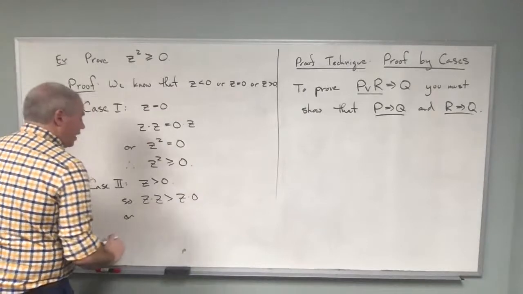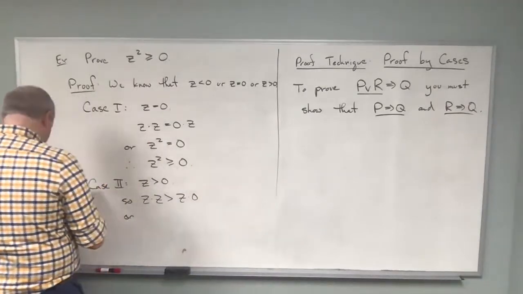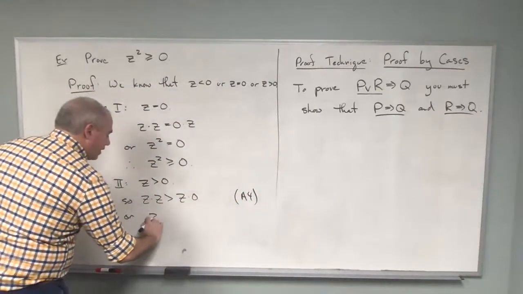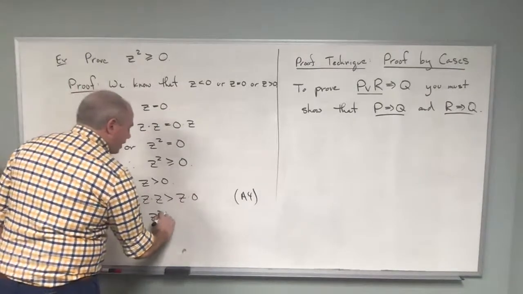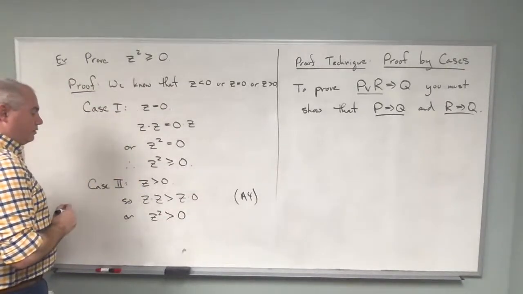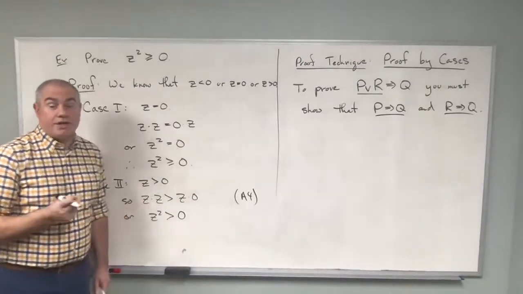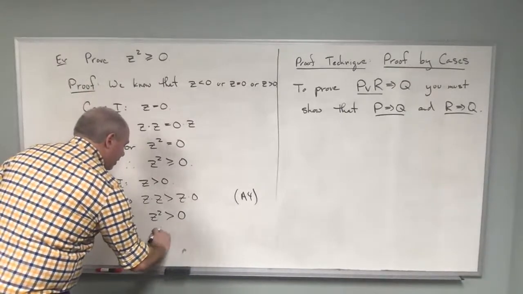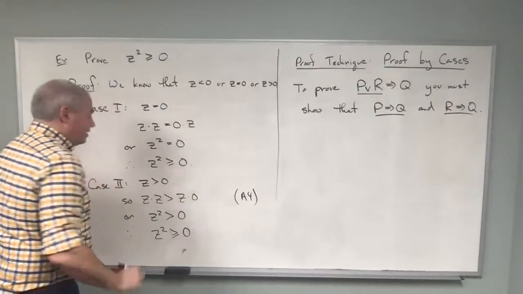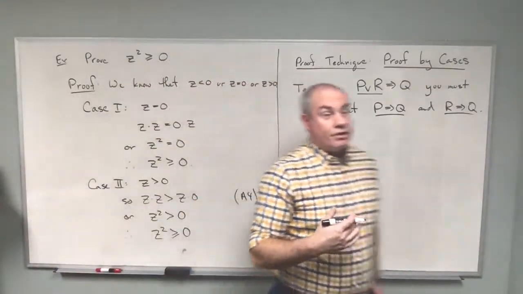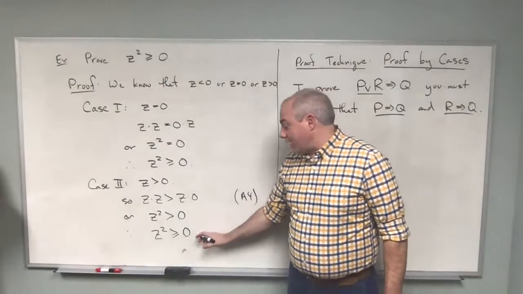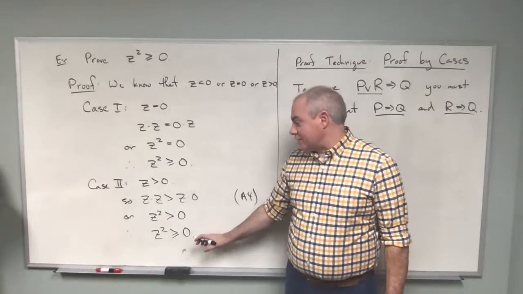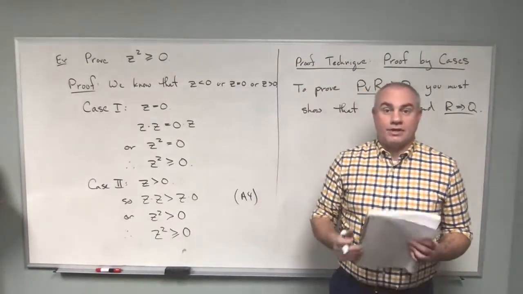And what is the axiom we're using right there? We're using axiom A4. Or another way of saying that is that z squared is greater than 0. But if z squared is greater than 0, then z squared is greater than or equal to 0. Similar reasoning: if it's greater than 0, then I can OR on anything I want to, and what I want to OR on is that z squared is equal to 0. So it's greater than or equal to 0.